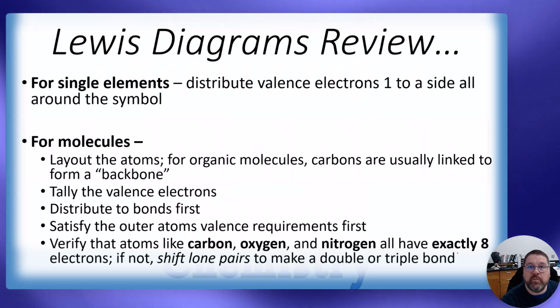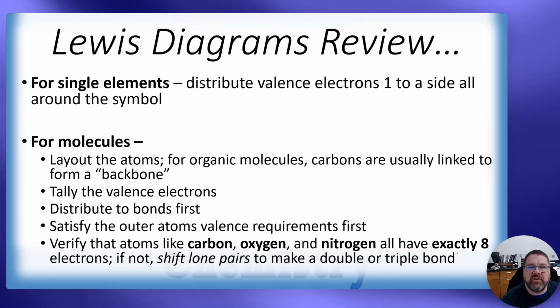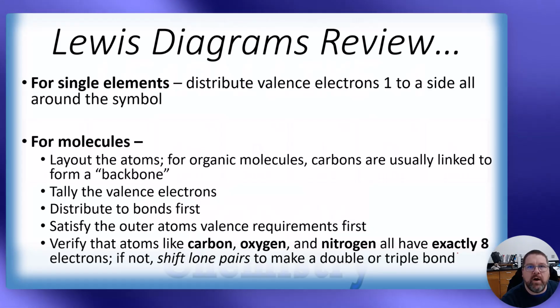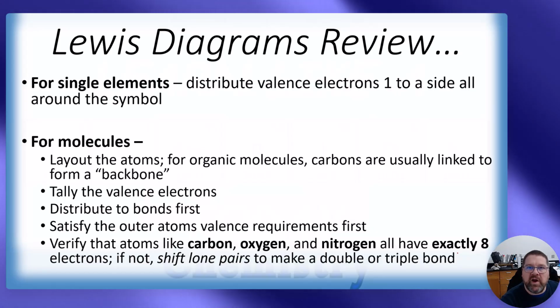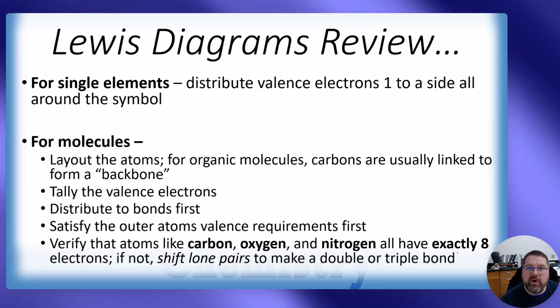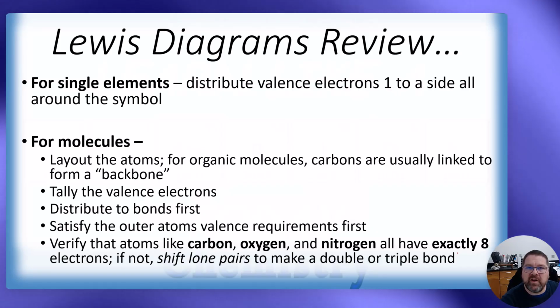The very last thing is most important though, is to make sure that the elements carbon, oxygen, and nitrogen have exactly 8 electrons in the structure that you have drawn. If not, you're going to need to reassign a lone pair of electrons from somewhere in the structure to create a double bond, or create a second bond, or even a third bond if necessary.